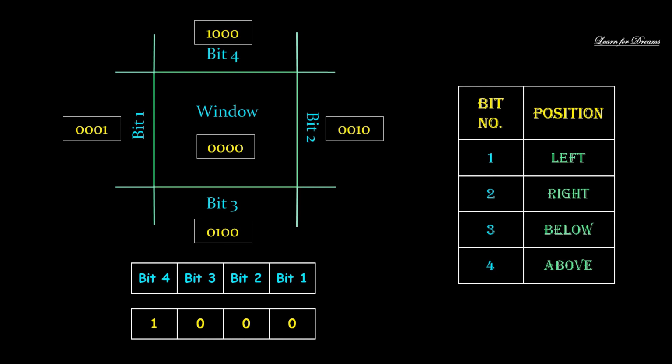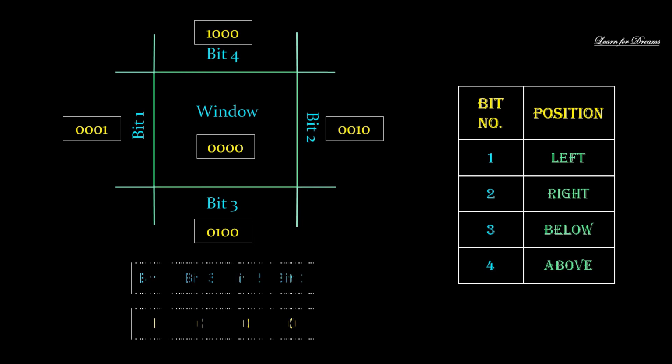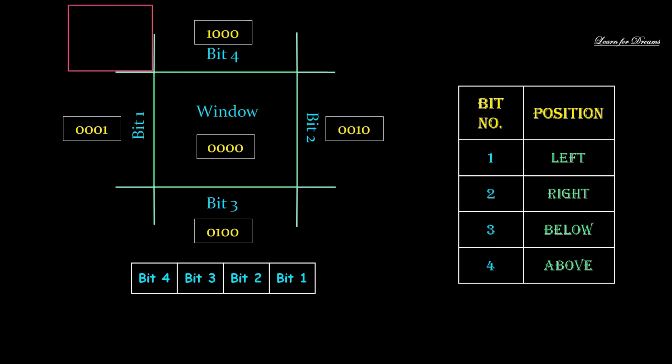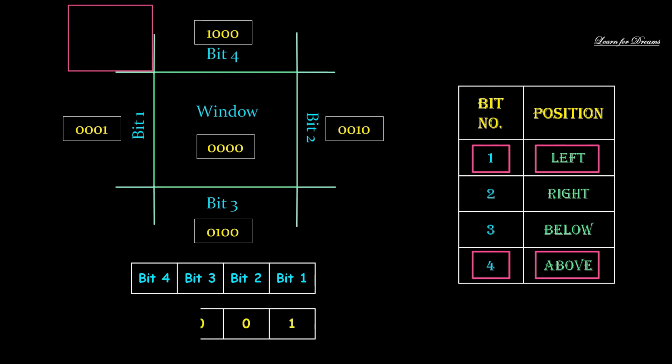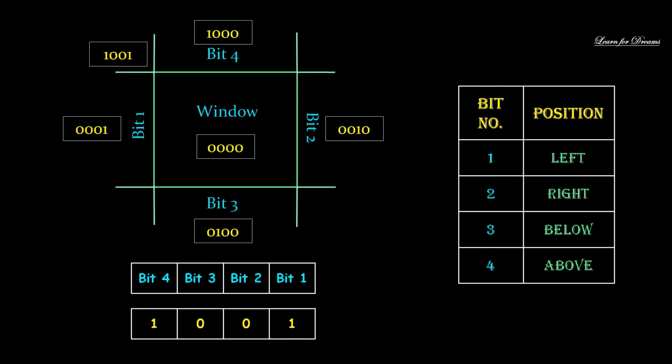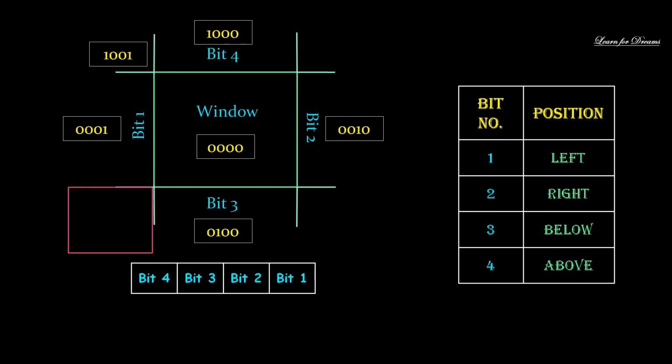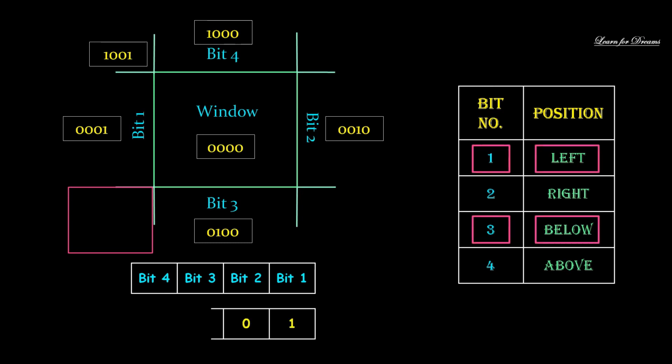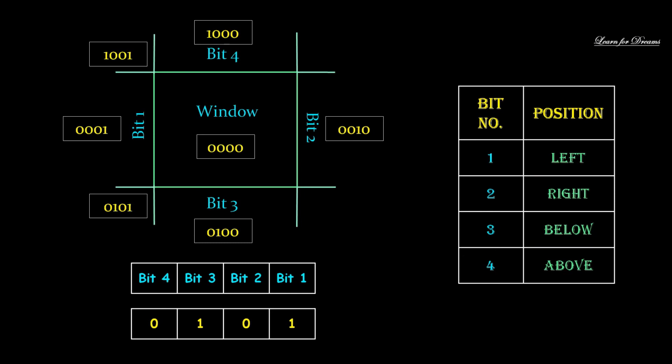Which are combinations of two bit values. Let's consider this region which is on the left of the window as well as above the window. So bit values for bit 1 and bit 4 becomes 1 and bit 2 and 3 is 0. Hence the bit representation for this region becomes 1001. Now similarly for this region which is on the left of the window as well as below the window, so bit values for bit 1 and bit 3 becomes 1 and bit 2 and bit 4 becomes 0.